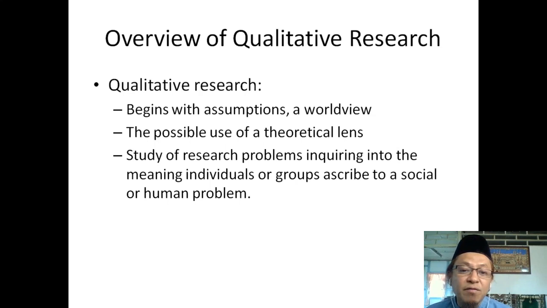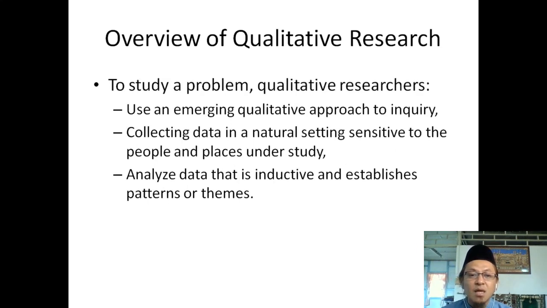And then the third one, a study of research problems inquiring into the meaning individuals or groups ascribe to a social or human problem. Meaning individual. So this means that qualitative research will definitely involve human beings, because it relates to the meaning individuals or groups ascribe to a social or human problem. Okay, it's not about a machine not working. It's not about this machine not being very effective. The output produced by that system is not very user-friendly. It's not about that. It's about human meaning ascribed to a social or human problem.